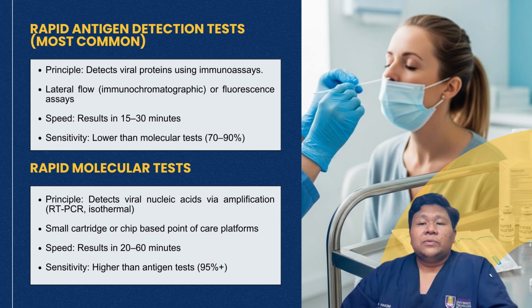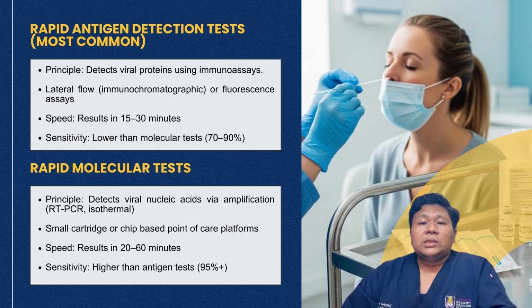This is more specific and sensitive than just detecting proteins. Instead of a simple lateral flow cassette, rapid molecular tests use a small cartridge or chip-based point-of-care platform. You load the sample into a cartridge, insert it into an analyzer, and the machine performs the amplification and detection automatically. The turnaround time is slightly longer than an antigen test, typically 20 to 60 minutes, because amplification takes time.